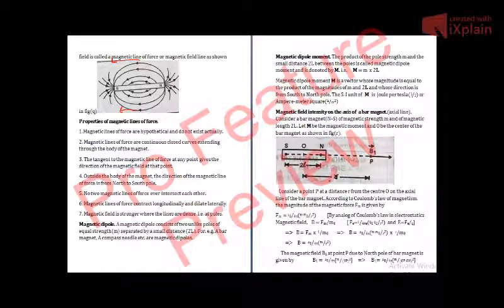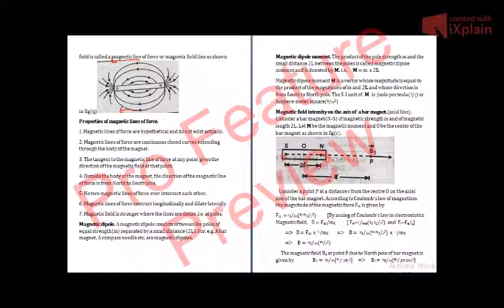Now, what is magnetic dipole moment? The product of the pole strength M and the small distance 2L between the poles is called magnetic dipole moment, and it is denoted by capital M. M is equal to m into 2L. If we multiply the strength of the magnetic dipole with the distance between the two poles, we get a magnetic dipole moment. It is just like in an electric dipole.